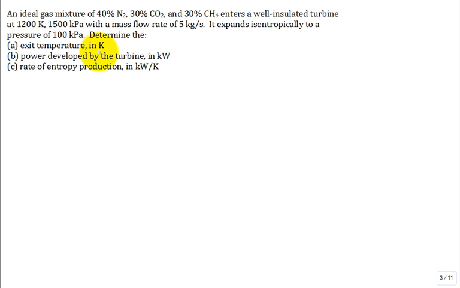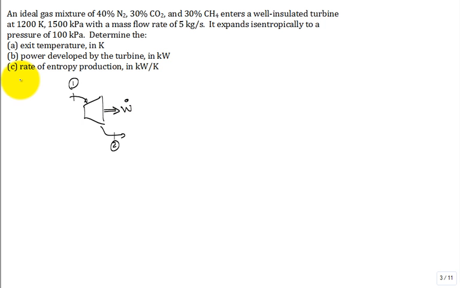Determine the exit temperature, determine the power developed by the turbine, and the rate of entropy production. All right, so let's go ahead and make a sketch. Maybe we'll sketch a turbine characteristic, something like this. Inlet, outlet, state 1 on the inlet, state 2 on the outlet. The purpose of the turbine is to have a shaft, and it produces some power.